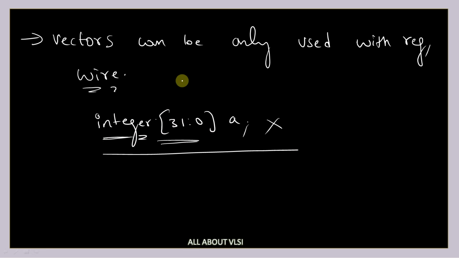So you can only use vectors with reg and wire, because they are only 1 bit by default, and if you want you can increase the size. You cannot change the size of integer or real, or use vectors with integer, real, or any other data types. You can only use the vector concept with reg and wire itself.